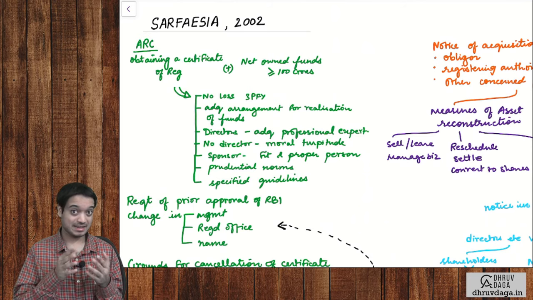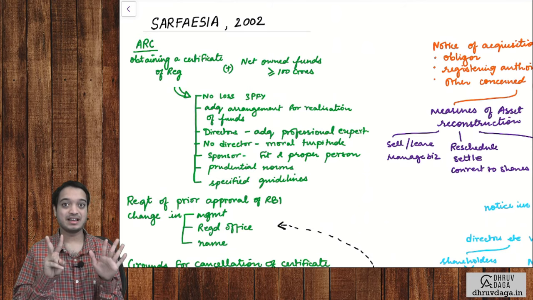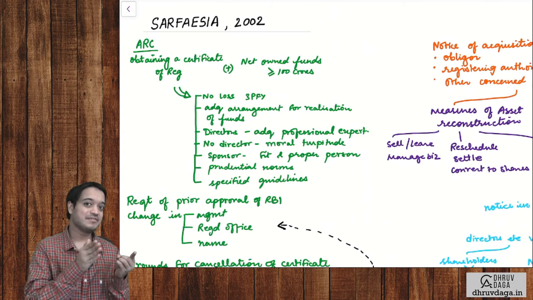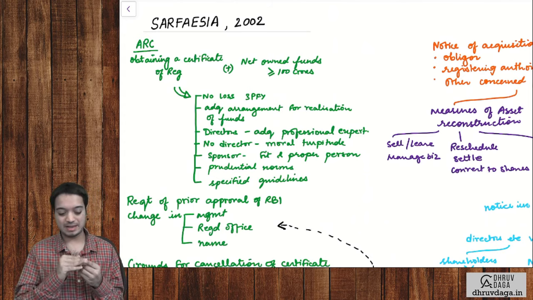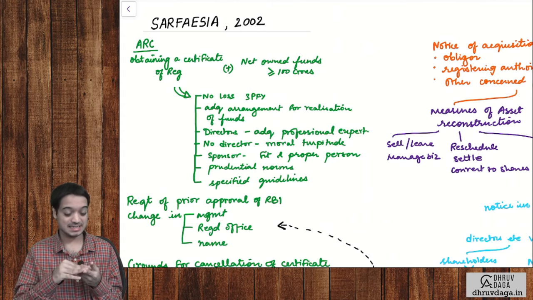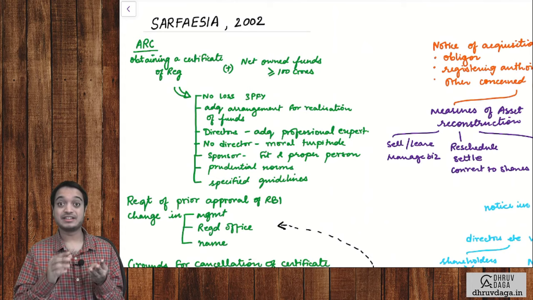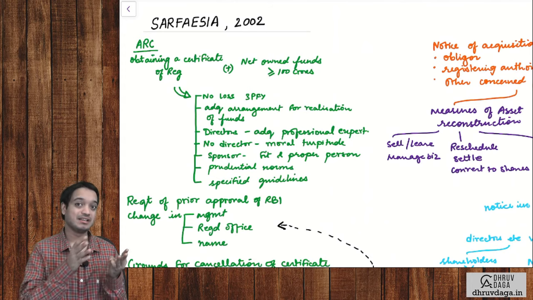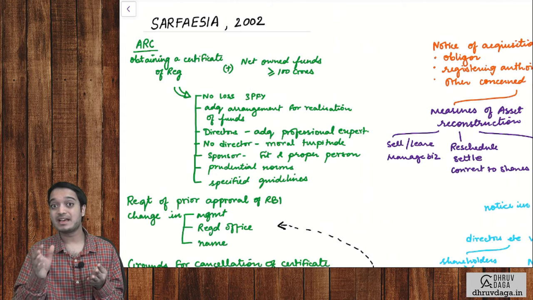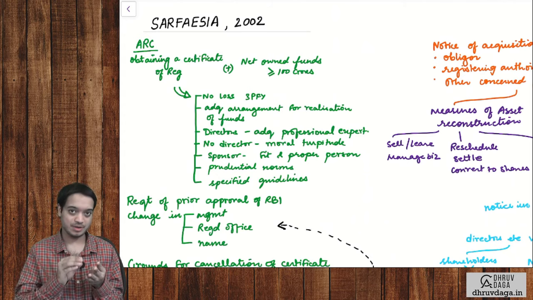So for obtaining a registration certificate, there are 7 conditions for this application to be made. So number one, in the preceding 3 financial years no loss should have happened. Number 2, it should have an adequate arrangement for realization of financial assets. Number 3, the directors should have appropriate professional expertise. Number 4, the directors should not be convicted of an offense of moral turpitude.